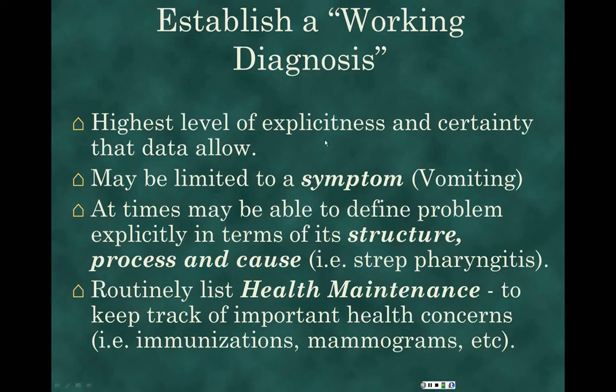We establish a working diagnosis based on the highest level of explicitness and certainty that the data allow. Sometimes our working diagnosis may be a symptom, such as vomiting, because we do not always know the underlying reason for the vomiting. At times we may be able to define the problem in terms of its structure, process, or cause. For instance, if you have someone who comes in with a sore throat and you've been able to do a rapid strep test and it was positive, then you can have a definitive diagnosis.